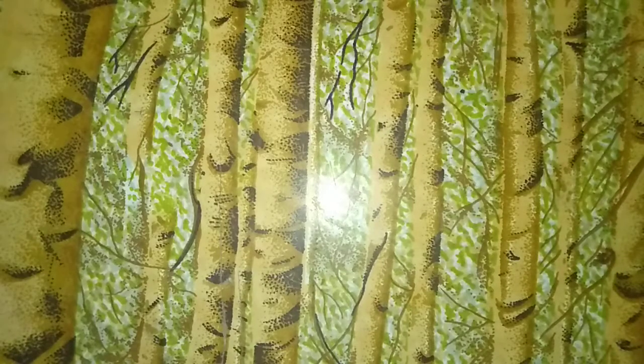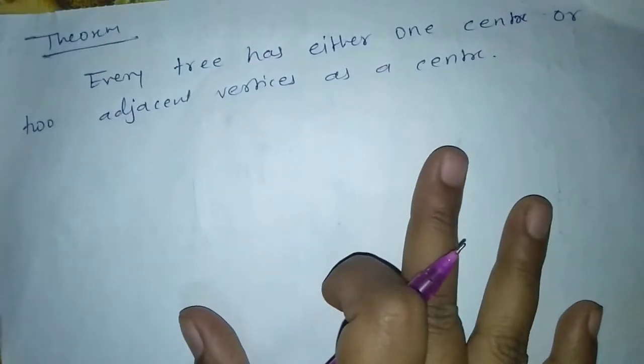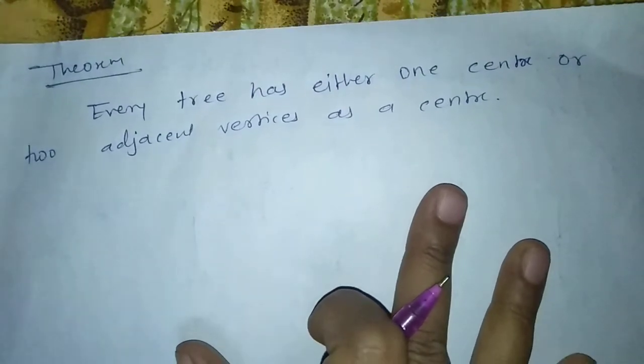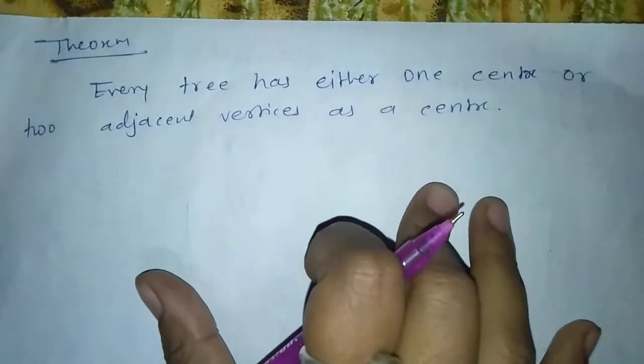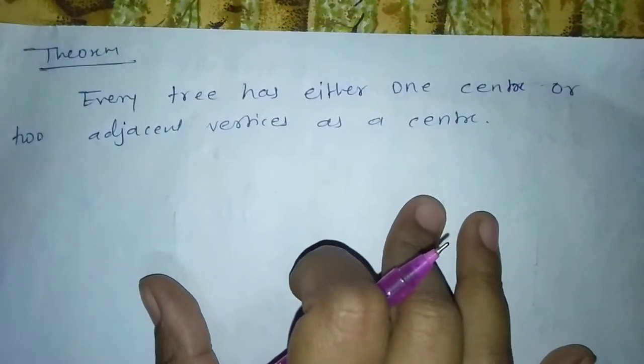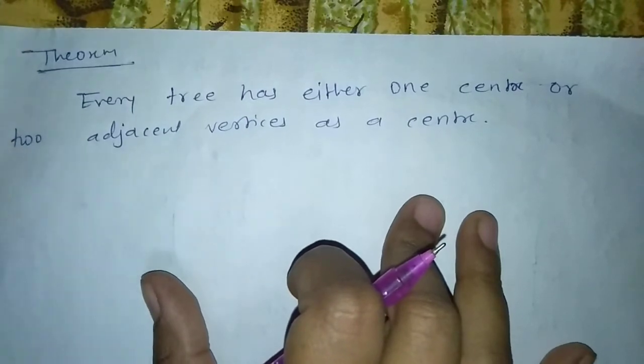Now next is a theorem. Every tree has either one center or two adjacent vertices as a center. Means प्रत्येक ट्रीला एक सेंटर असू शकतो किंवा टू ॲडजसंट व्हर्टायसेस हे त्याचे सेंटर असू शकतात.